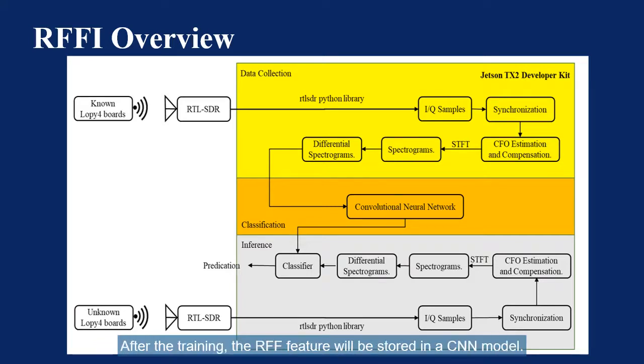After the training, the RFF feature will be stored in a CNN model. The system can identify the trained low-power board without index according to the model. Each step will be shown in detail in the following slides.